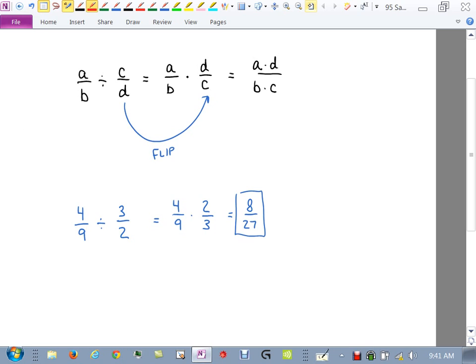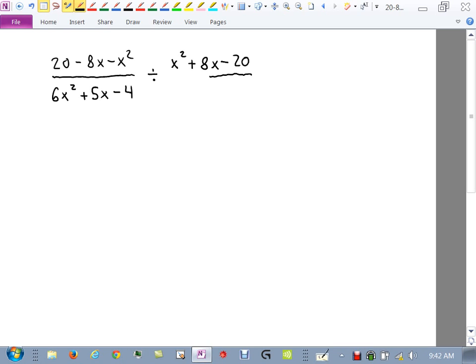Okay, so let's go ahead and look at our first problem today. We're going to take 20 minus 8x minus x squared divided by 6x squared plus 5x minus 4, divided by x squared plus 8x minus 20 over 3x squared plus 13x plus 12.